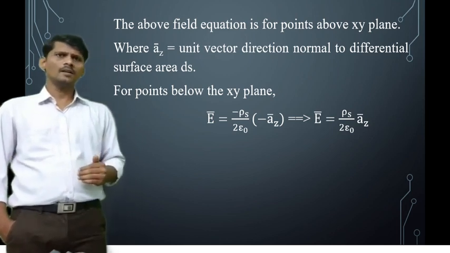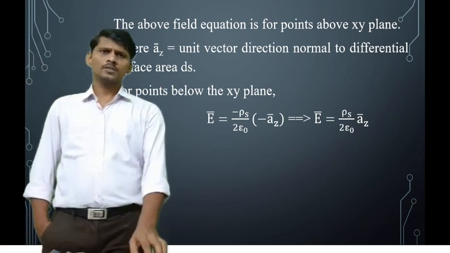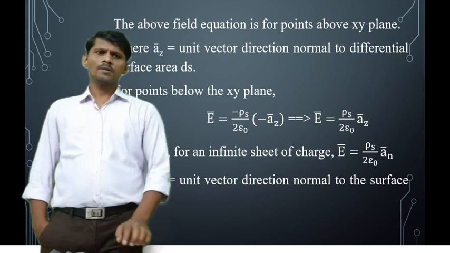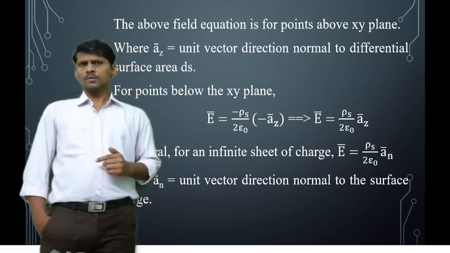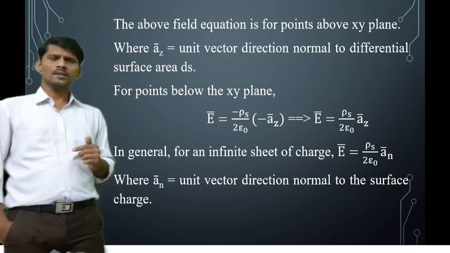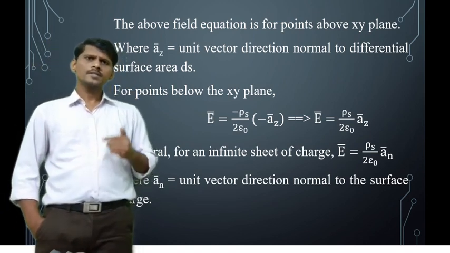In general, the electric field intensity due to an infinite sheet of charge is capital E bar is equal to rho s by 2 epsilon naught An bar, where An bar is the unit vector in the direction normal to the surface sheet.